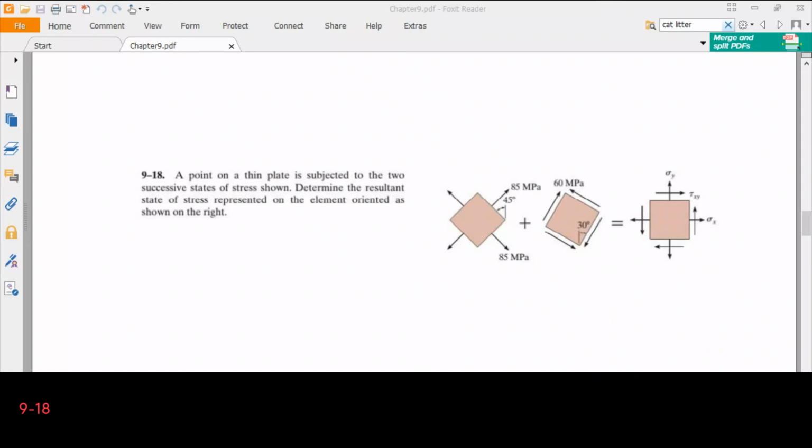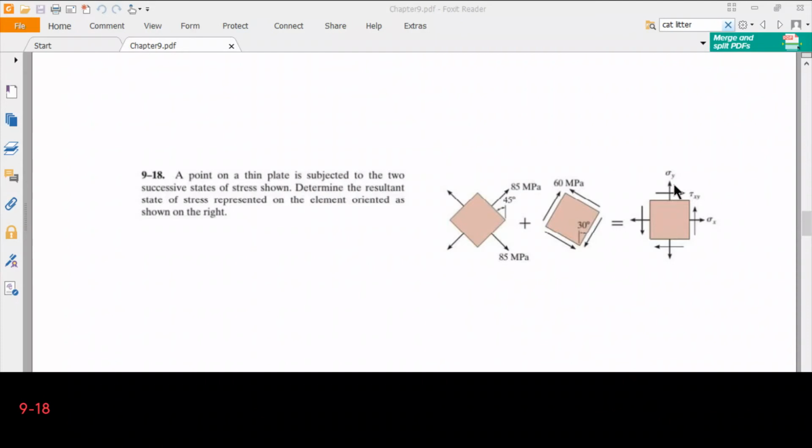Okay, our problem is 918. A point on a thin plate is subjected to the two successive states of stress shown. Determine the resultant state of stress represented on the element oriented as shown on the right. So we have two states of stresses as seen. In the first one we have only normal component of the stress, and in the second one we have only shear stress, and we are asked for the state of stress on a coordinate system which is fixed with the horizontal and vertical axes.